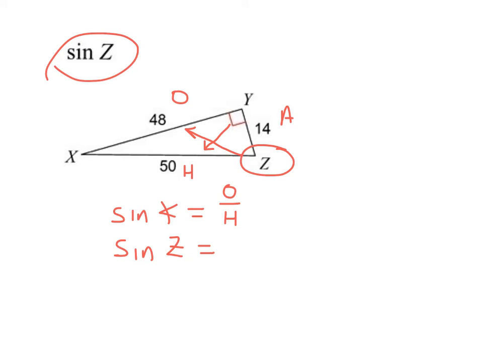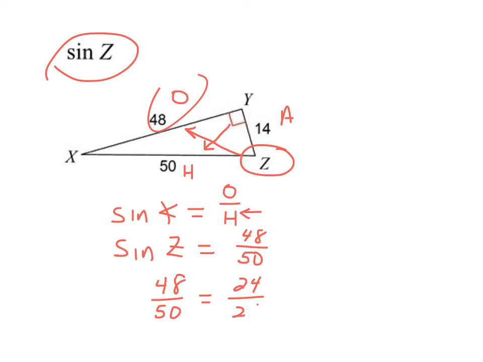So if I'm looking for the opposite, I have it nicely labeled, which is kind of why I label it. I don't have to think anymore. I'm just going to throw the numbers in where they go. I need to find my hypotenuse, which I have nicely labeled as 50. So 48 over 50 is a decent answer, but it's not simplified or reduced. So let's divide by 2. 48 divided by 2 is 24, and 50 divided by 2 gives me 25. So that would be my answer: the sine of angle Z is 24 over 25.